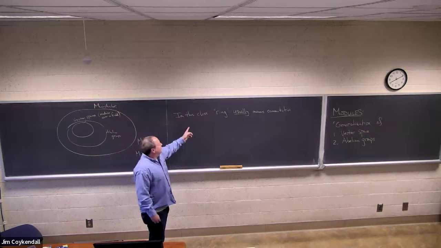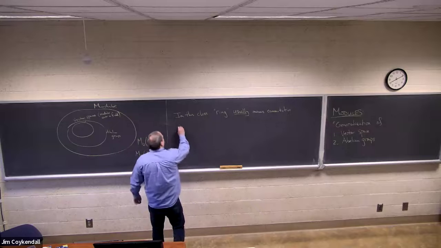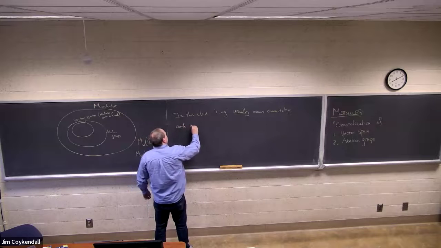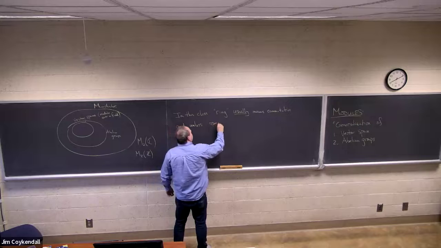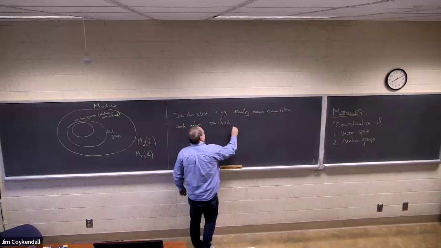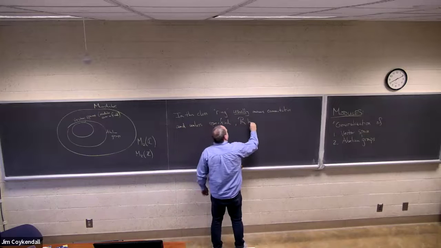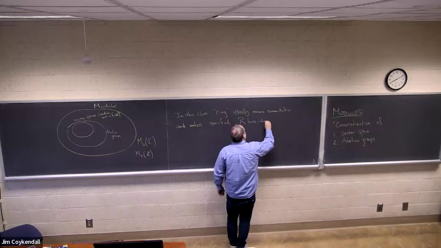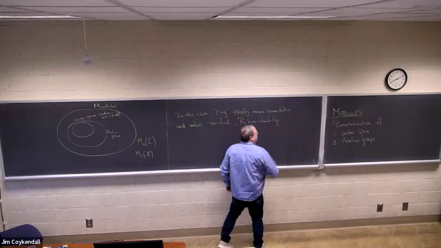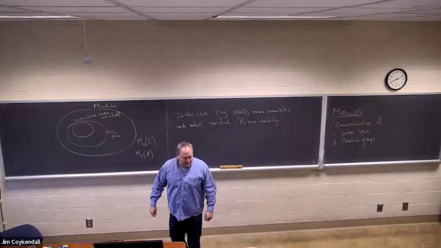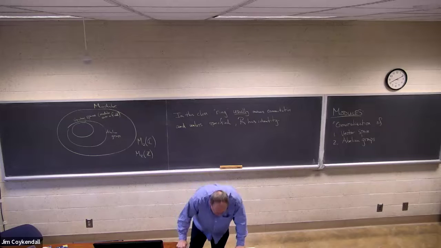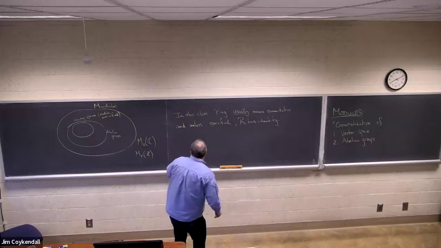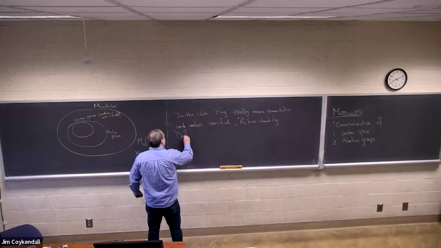So in this class, ring usually means commutative, and unless specifically specified, R has an identity, whether it's commutative or not, right? I will assume it's got an identity unless I specifically tell you otherwise. So let's start off with the definition.